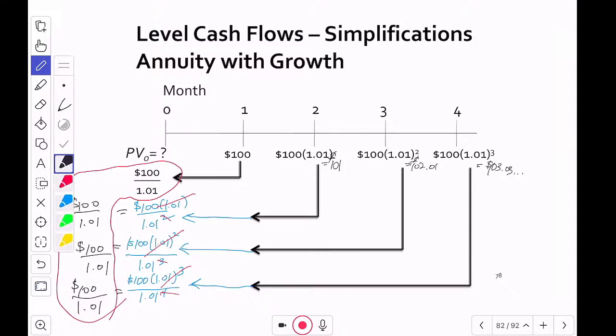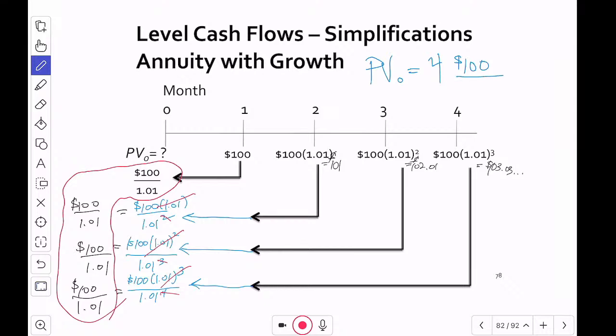So the final answer is that PV would be equal to 4 times 100 over 1.01. And from there, you can have a general formula.